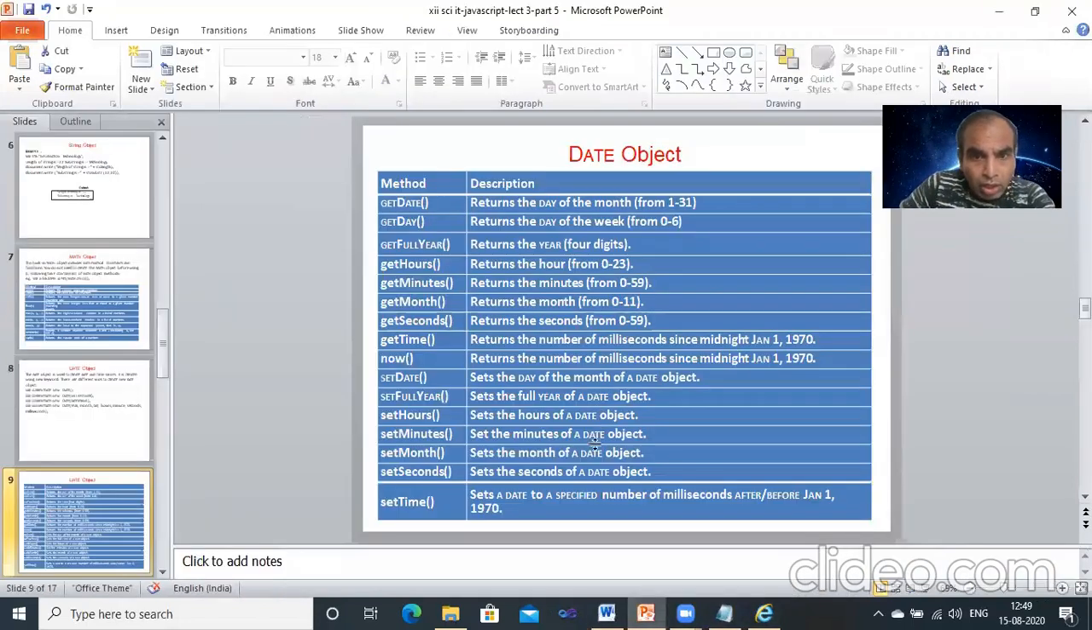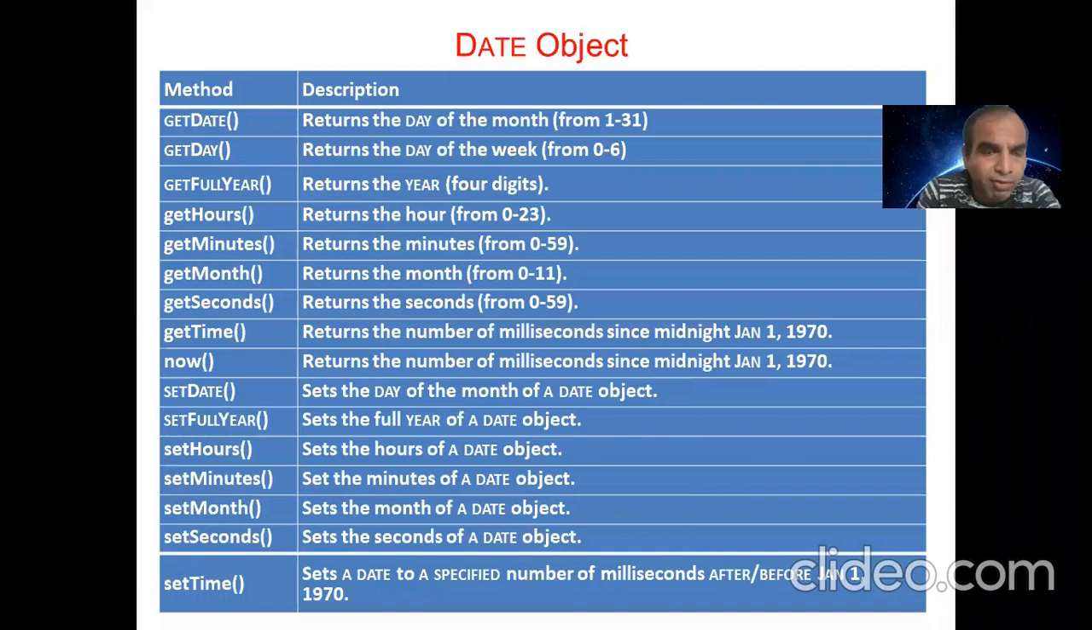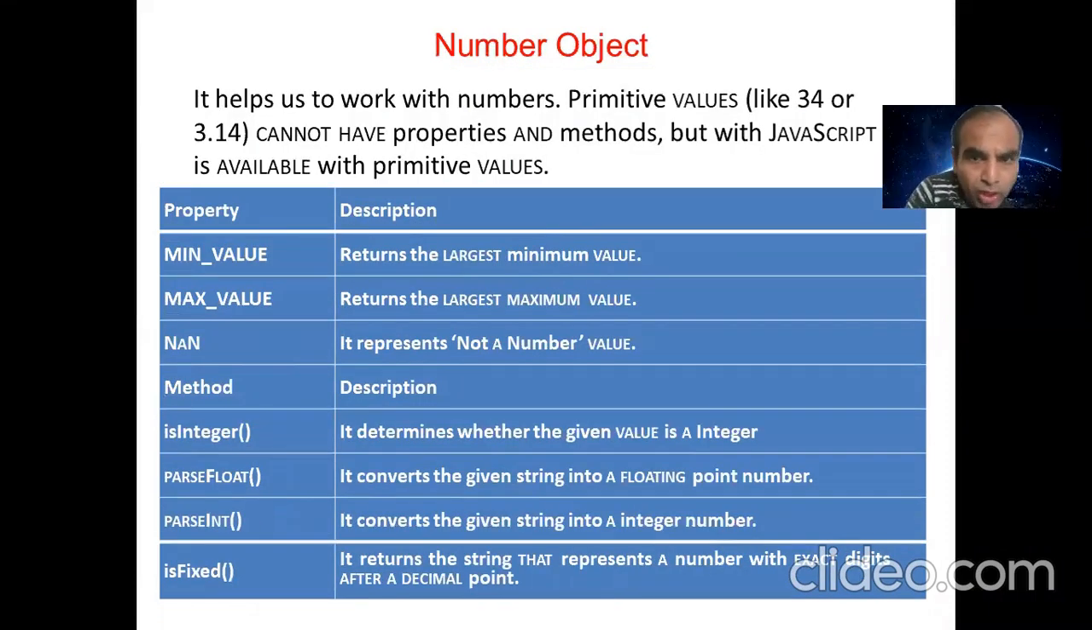Now we'll continue. Now, Number is a number. It helps us to work with numbers, primitive values like 34 or 3.14. It cannot have properties and methods, but in JavaScript they are available with primitive values. That means for a number we can find the minimum value, the maximum value, whether it is an integer or float value, or convert a value from string to integer, string to float. Just like that we can use properties. So they are saying MIN_VALUE returns the smallest value, MAX_VALUE returns the largest value. Then NaN represents not a number.